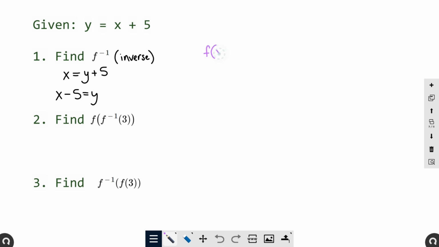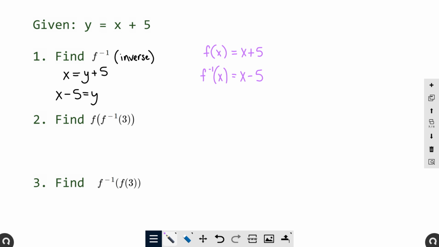Now what you might want to do is write these as two different functions. F of x is our original, and f to the negative 1 power is the inverse. So the original function is x plus 5. The inverse is x minus 5. Does that make sense? The inverse is the opposite operations, right? So if the function is plus, the inverse is going to be minus.